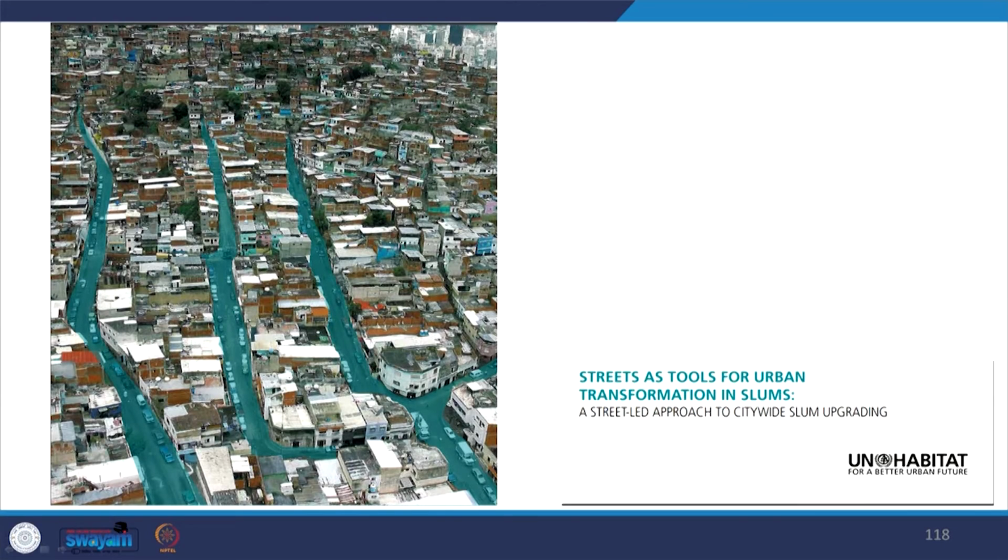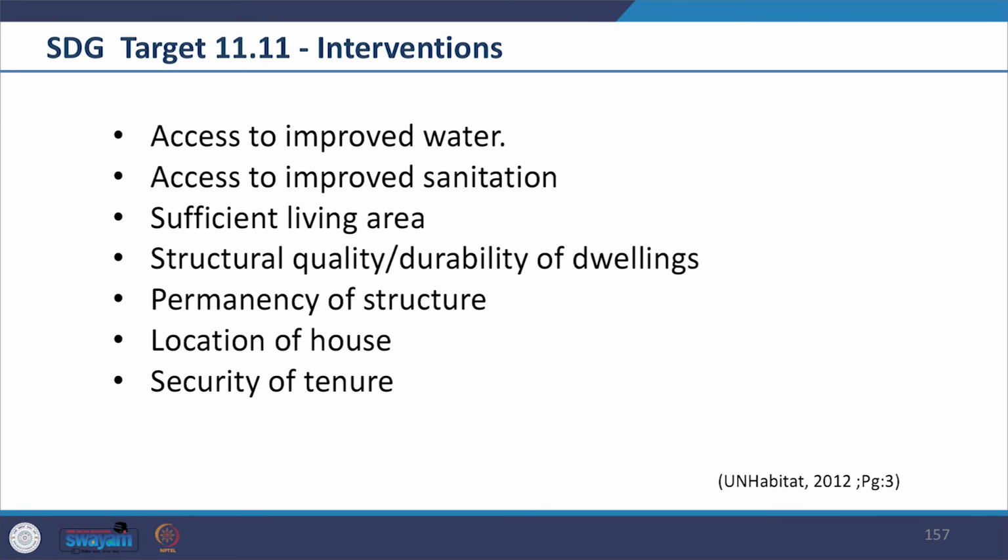So you can see different cases. It's all provided in the suggested reading. So you can see cases from Benin, Botswana, you can also see Mozambique, Namibia, Nigeria. All these examples are provided to you. We can also see the street-led approach for city-wide slum upgradation by UN Habitat. Further, in order to meet the target 11.1 of SDG, the following interventions are monitored.